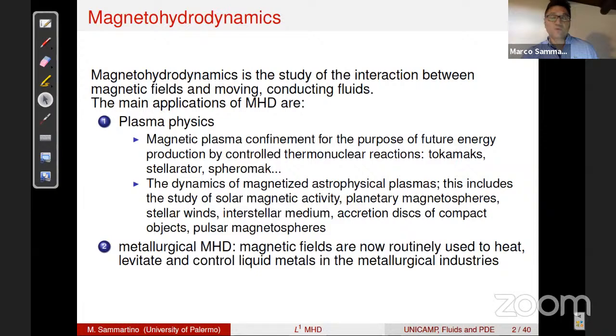Recently, magnetohydrodynamics has also become relevant for certain kinds of technology, like metallurgy, in which magnetic fields are routinely used to heat, levitate, and control liquid metals.